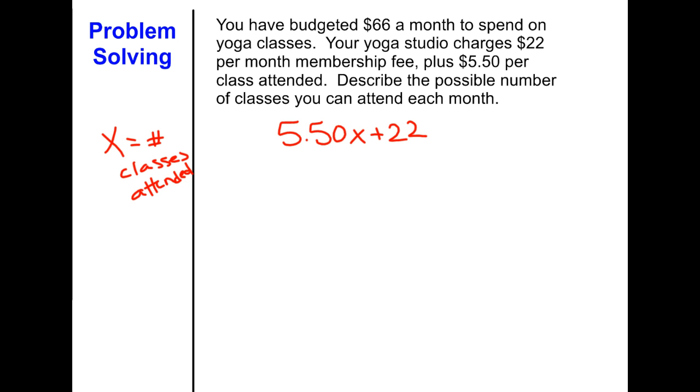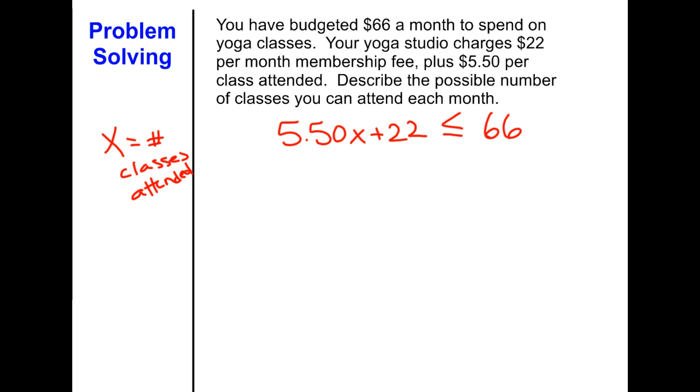Now I have to look at how much money I can spend. I can spend $66. I know that much. But you notice, if I have a budget of $66, I don't have to spend $66. That's the most I can spend. I can be cheaper if I want to and save some money. So that means that my left side has to be less than or equal to $66 because I can actually spend that much money as well.